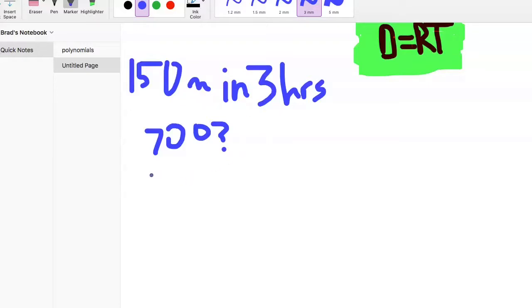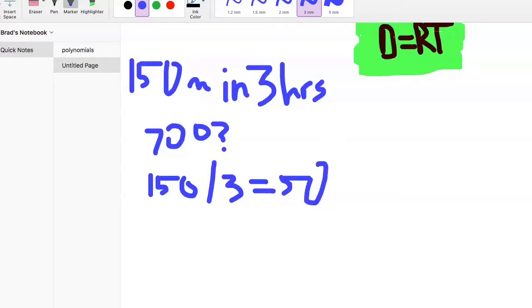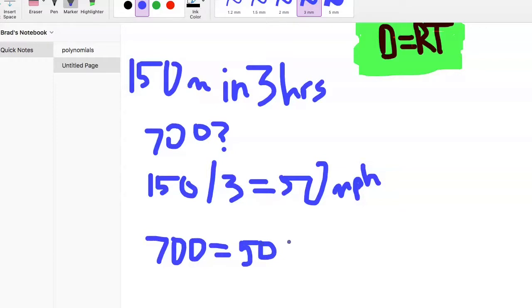In that if I go 150 divided by that 3 right there, then 150 divided by 3 equals 50 miles per hour, yeah? Okay, so now I know what my rate is. Isn't that nice? And up here they gave us the distance, because they said 700 was what they wanted to know, right? How long is it going to take us to go 700 miles? Equals our rate we just figured out, 50. And then their question was how long, so we don't know t.